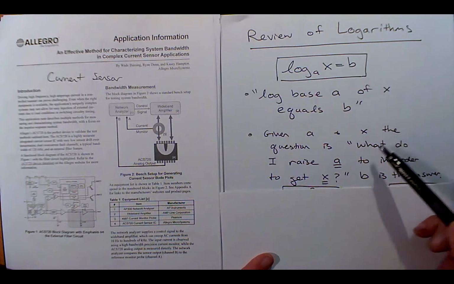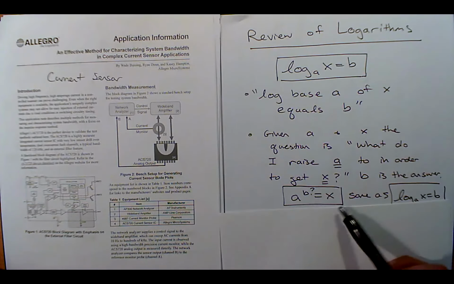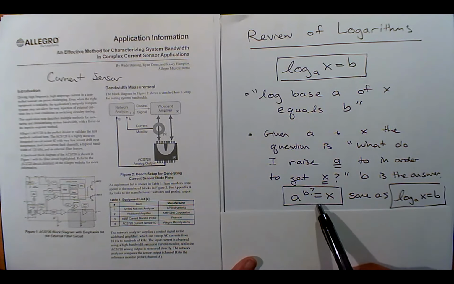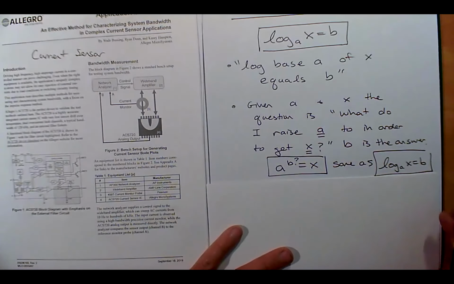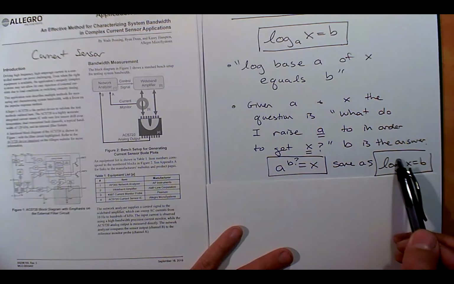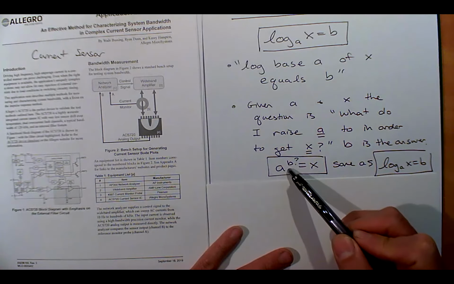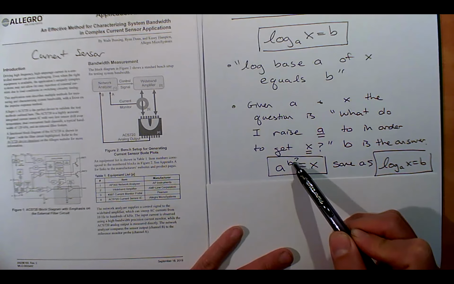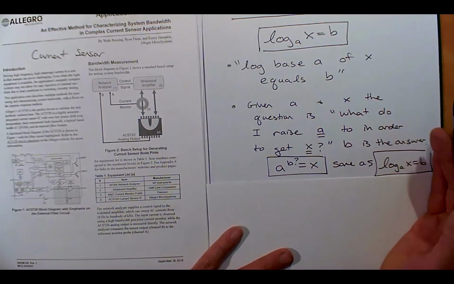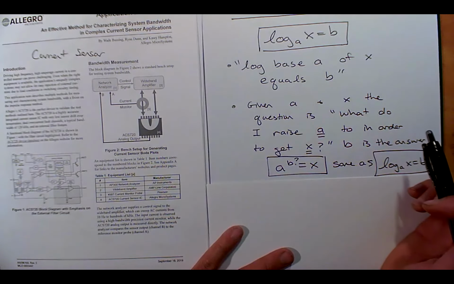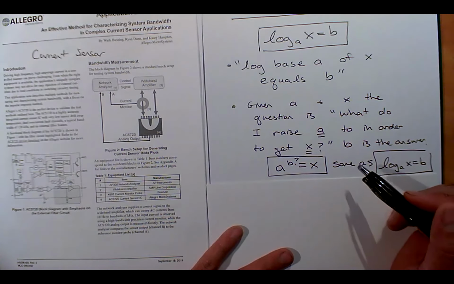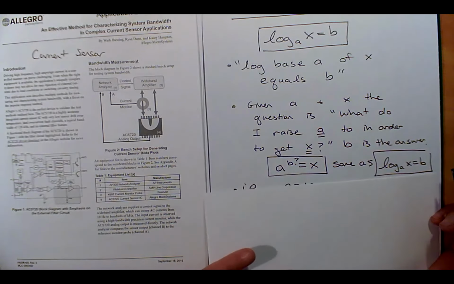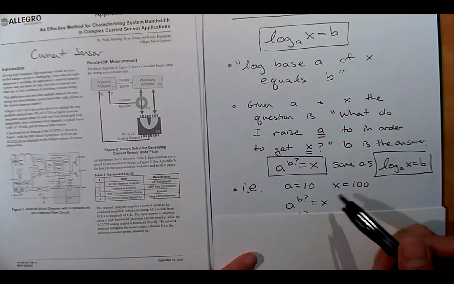God, that is so confusing to think about. I mean, this is true, and so this is equivalent to this, right? You see that? This and this are the same thing. What do I raise A to get x, and the answer is B? I wish there was a better notation. Like I said, 3Blue1Brown goes into this interesting triangle way. But hey, it is what it is. Now if we do some examples, that's not too bad.